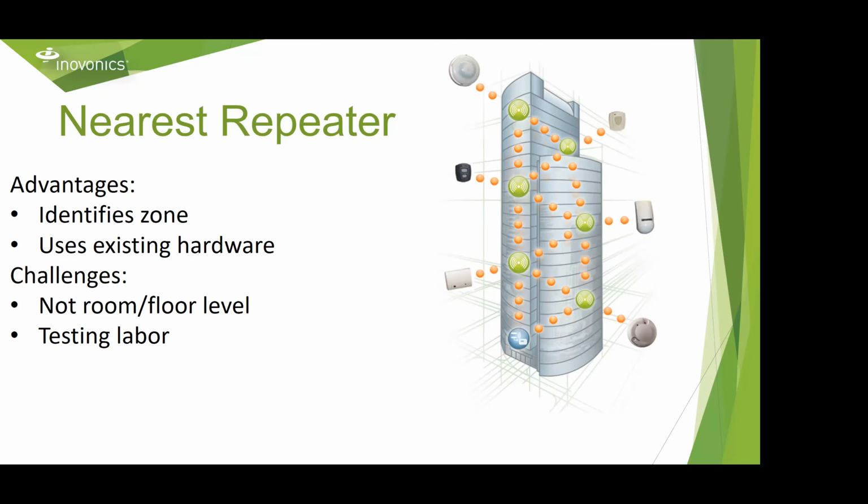So the advantages, I like to say advantages and challenges instead of pros and cons. The advantage is it did give a located zone, which could direct a response sooner, and you could drop it in using the existing repeaters and pendants. The challenges: not floor or room level, and quite a bit of testing labor because those pots weren't very big, and there may be little differences in how that receive sensitivity was adjusted in concert with the lay of the land at that site. So lots of testing labor, but it did work.